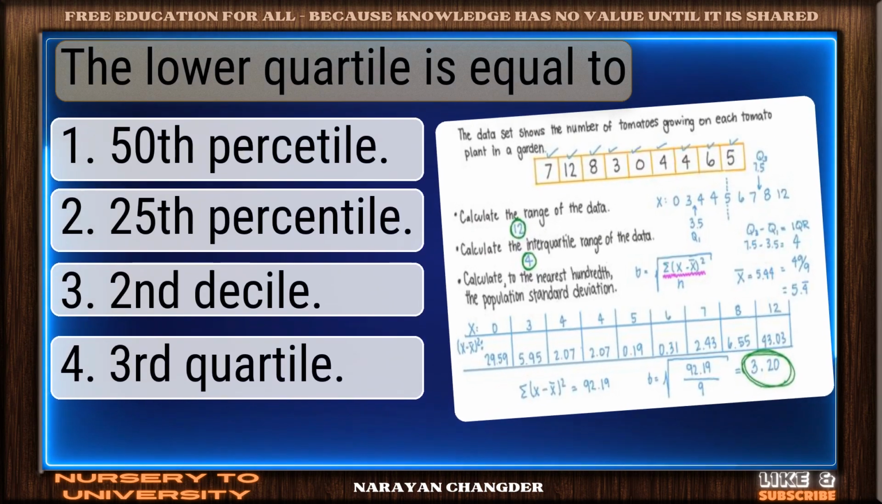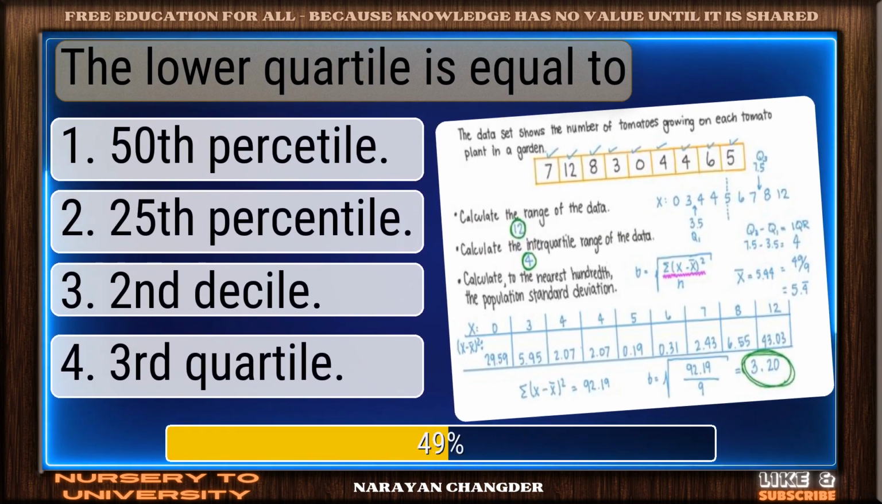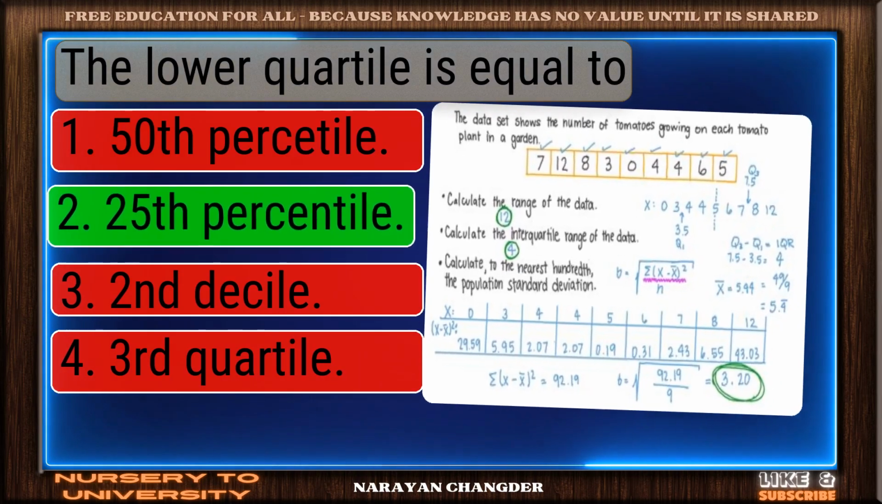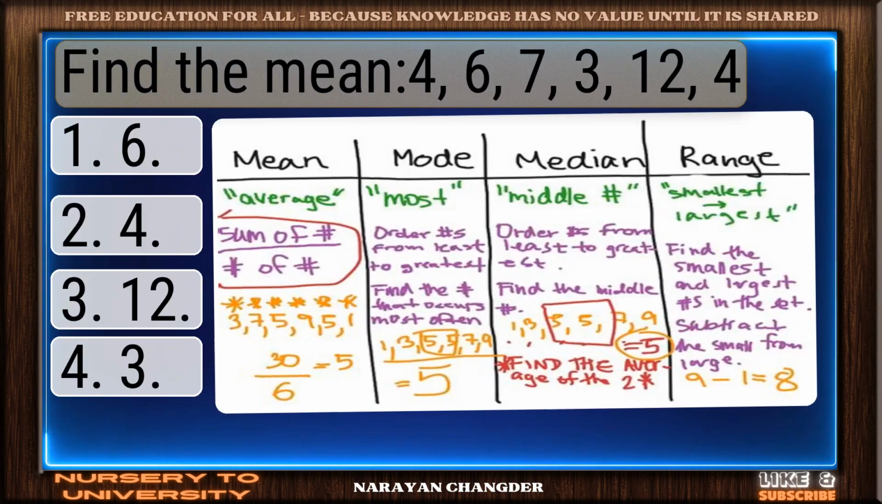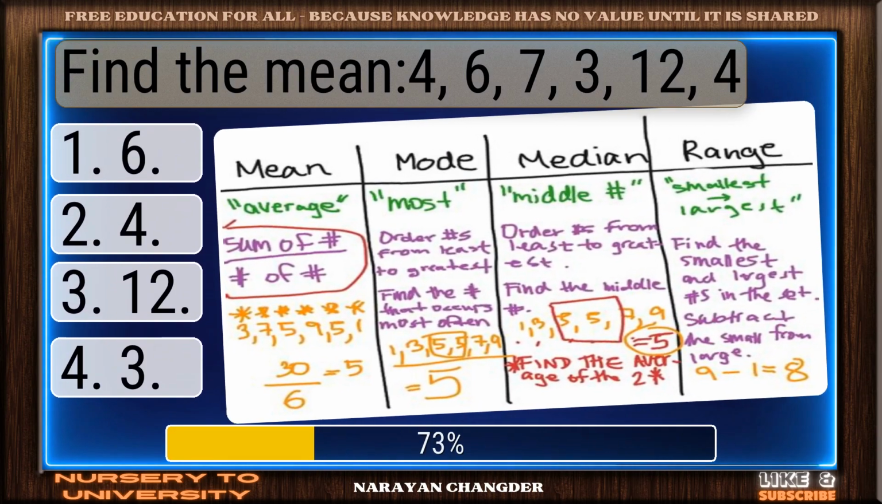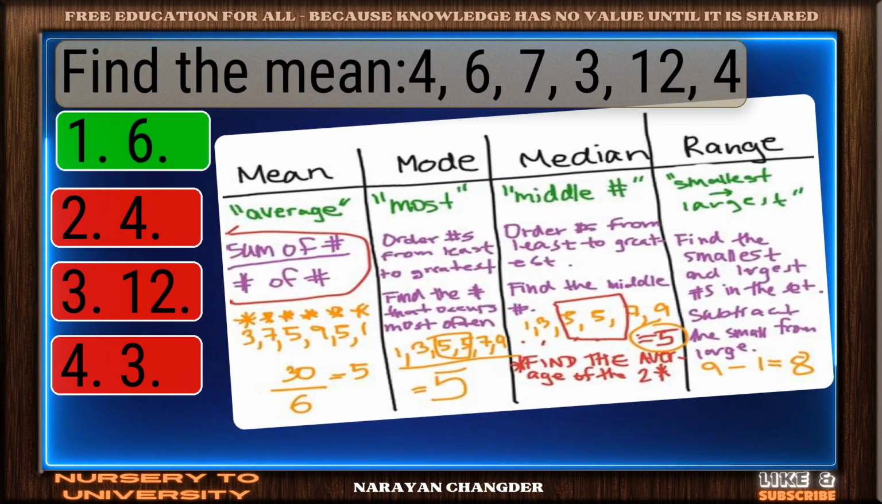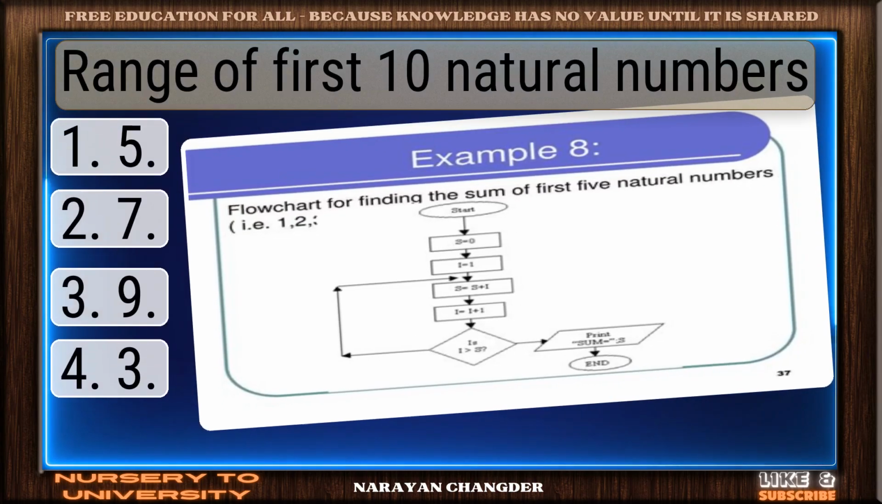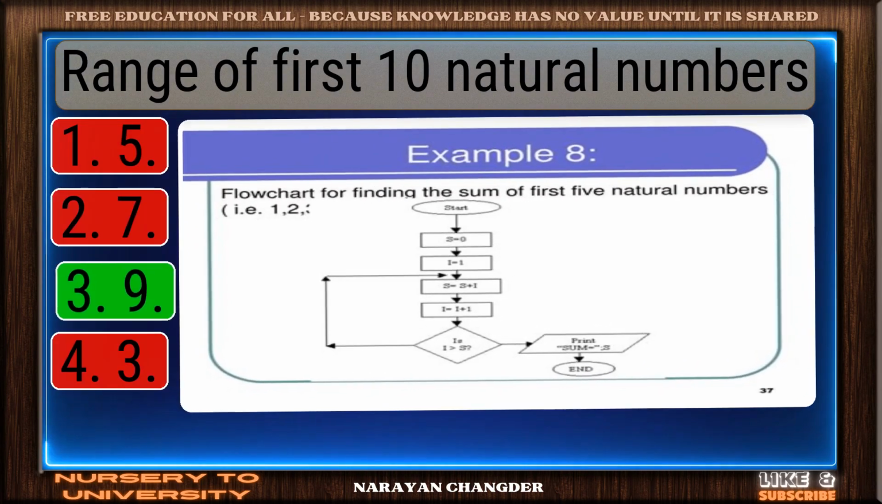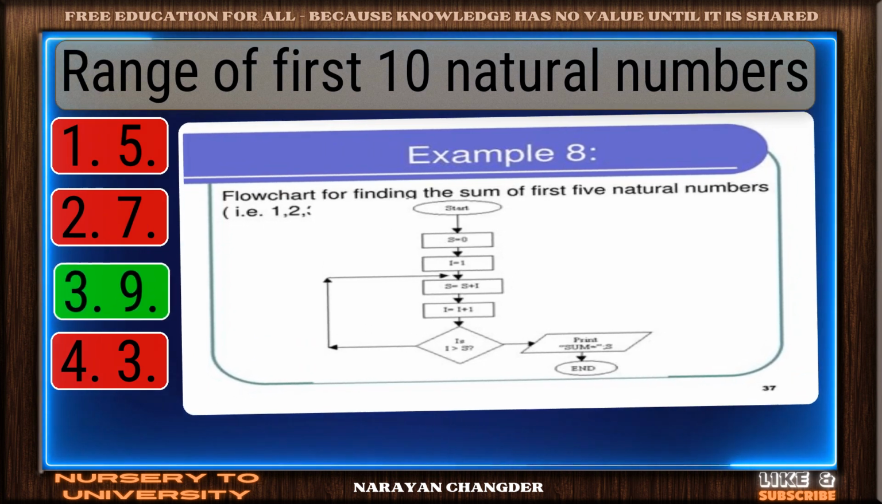The lower quartile is equal to... Right again. 25th percentile is valid. Find the mean for 6, 7, 3, 12, 4. Good job, 6 works well. Range of first 10 natural numbers. On track, 9 is correct.